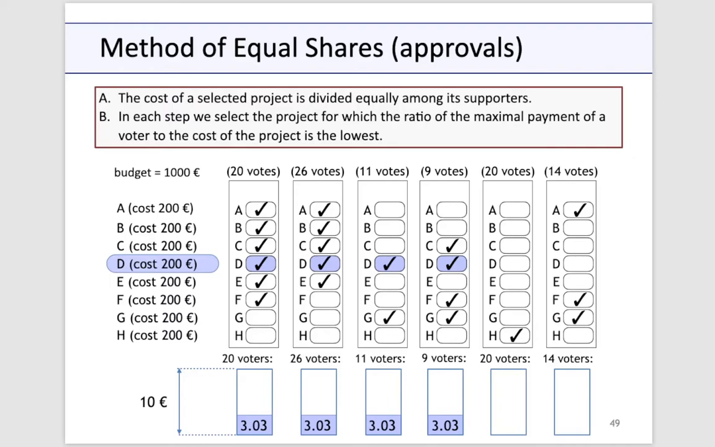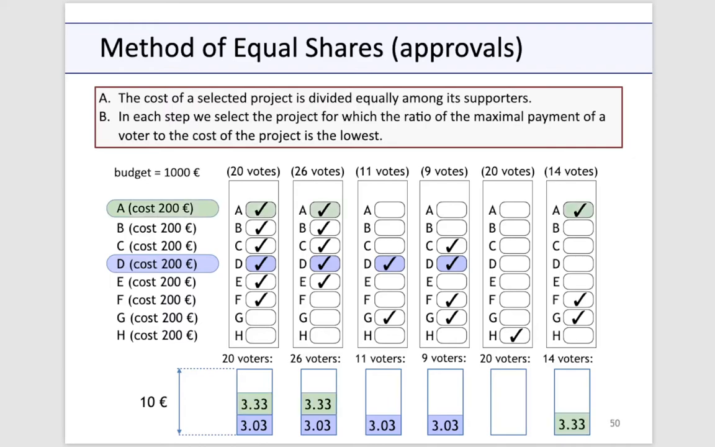The intuition behind this calculation is the following. The voters would like to have as much money spent on the project that they voted for as possible, but at the same time they would like to pay for that as little as possible. So project D is selected in the first round.